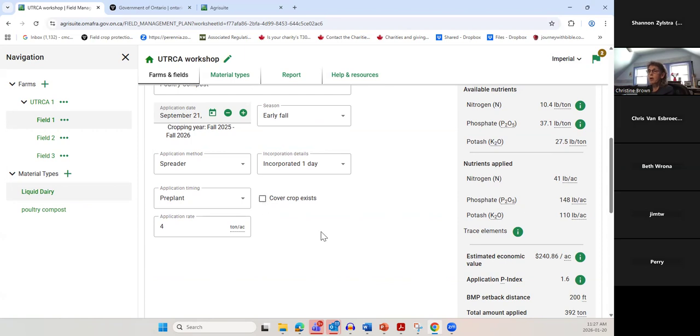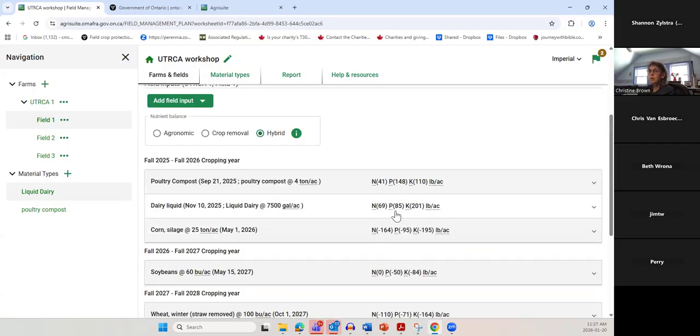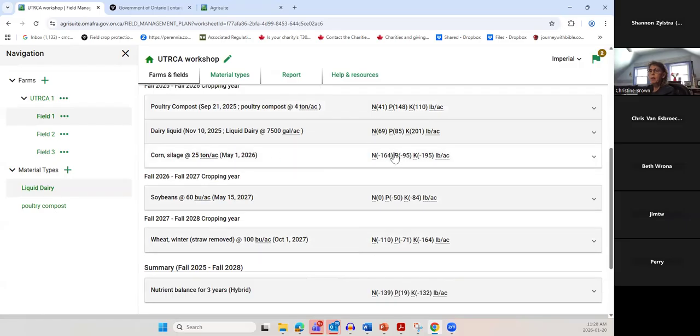We don't have a cover crop. It's crop residue, but we're incorporating it. So this is just scenarios, and hopefully I've got one that's close to your scenario, but it might not be. So I'm still not adding enough for that corn crop.